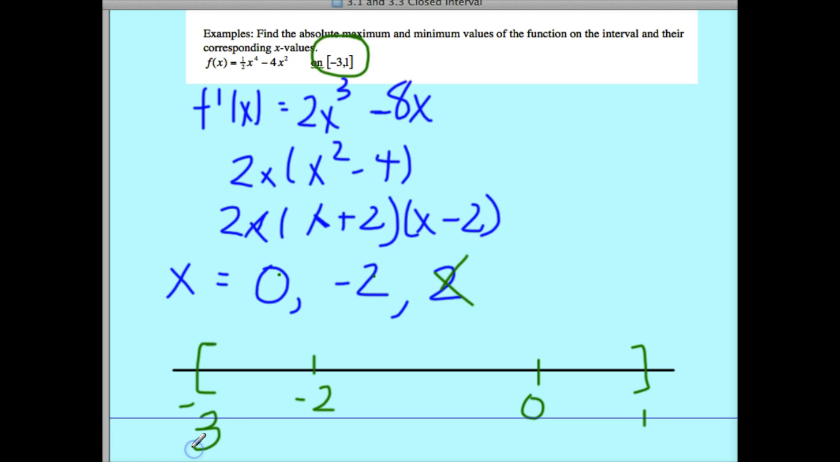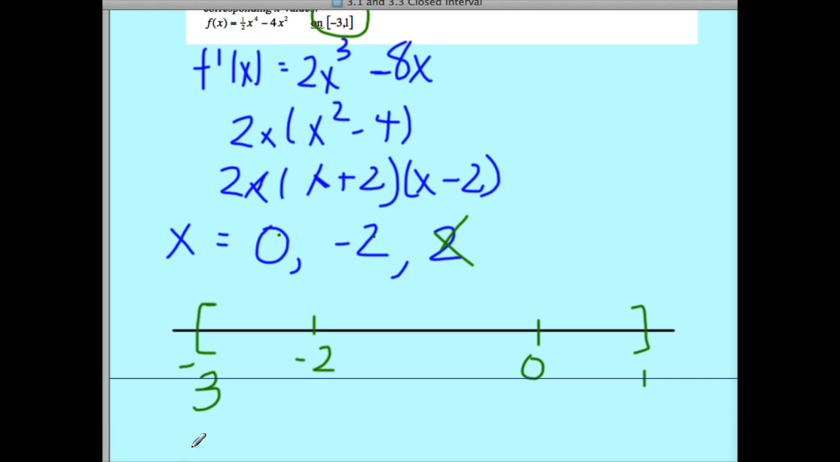Alright, so the nice thing is we are allowed to use our endpoints in this function right here. So if I were to plug in -3 into here, I get a negative number, I get a negative number, and I get a negative number. 3 negatives gives us negative values, right?